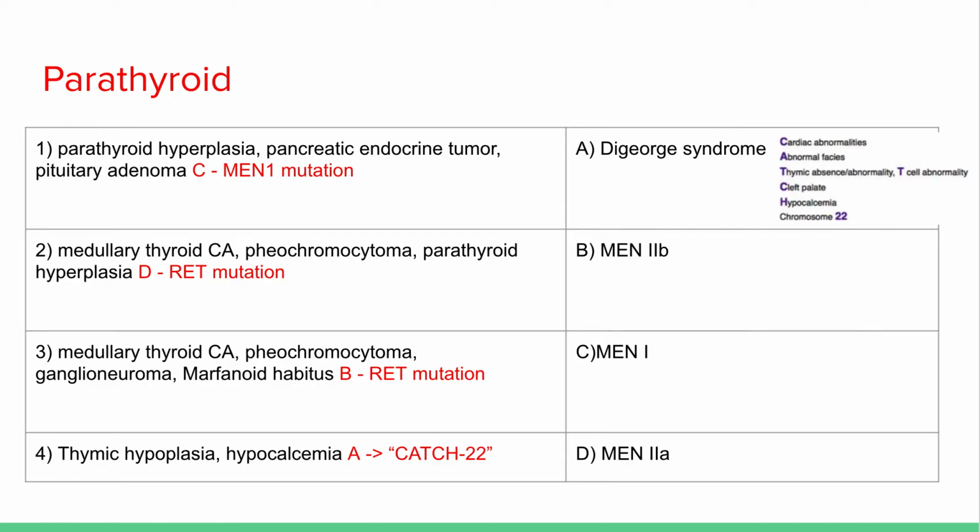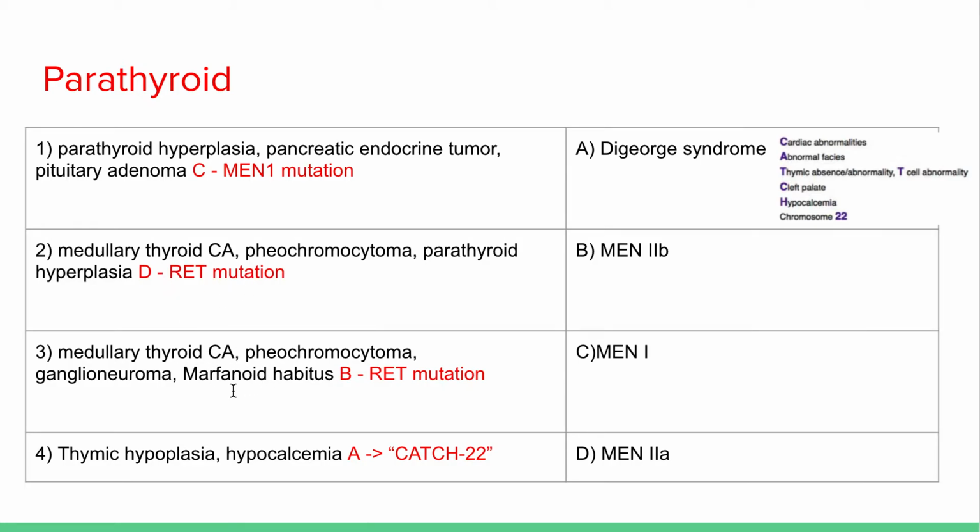Okay, so here are the answers. Hopefully this should be much easier now. Parathyroid hyperplasia, pancreas, and pituitary. That's a 1 down the body. That's a MEN1 or a menin mutation. If you see pheo, medullary, and parathyroid hyperplasia, that's your MEN2A with the RET mutation.